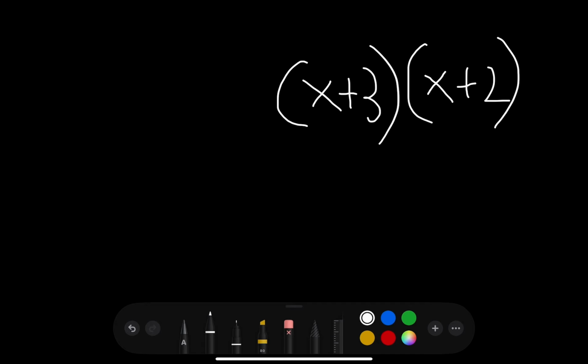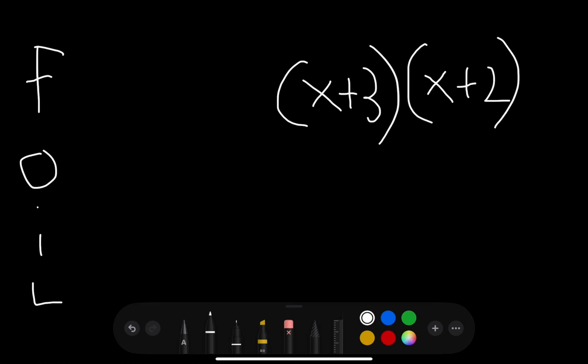You can't just go about multiplying them all willy-nilly and randomly. You need to use a specific method to multiply them. And today, I'm going to be teaching you what I consider the easiest and most straightforward method. That method is the FOIL method.